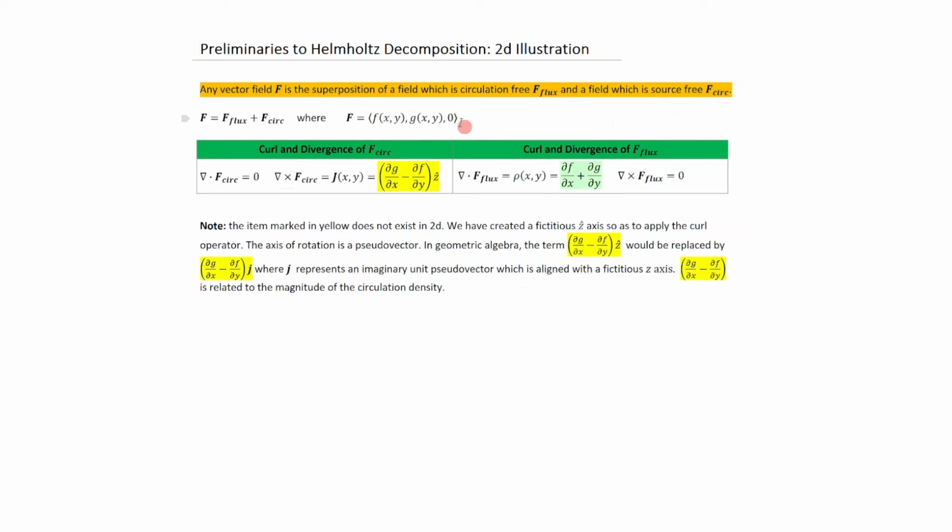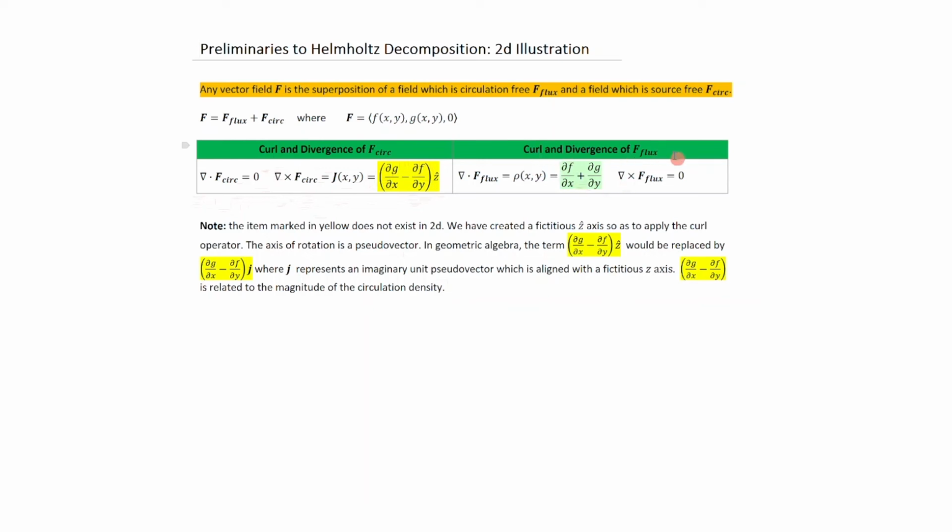The reason I write it this way is because I want to exploit the curl operator, which only has meaning when you're talking about a three-dimensional vector, a vector in 3D. So for the curl and divergence of the circulation vector, if I take the divergence of the circulation vector, I get 0. We already have the identities that we dealt with. And I have the curl of the circulation vector. I'm going to give this a symbol J. This is a vector field. We've already gone through this example in 2D, and we found that this is just going to be dGx minus dFy, in the z hat direction.